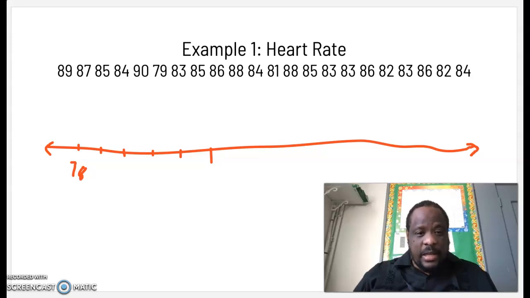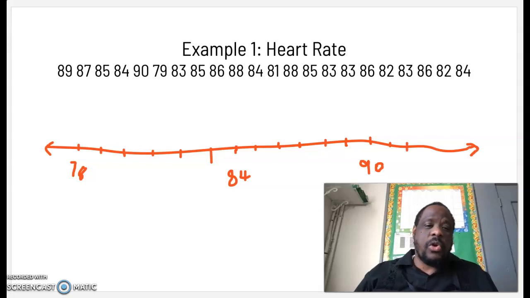79, 80, 81, 82, 83, 84. All right, we can go all the way up to 92: 85, 86, 87, 88, 89, 90, 91, 92.